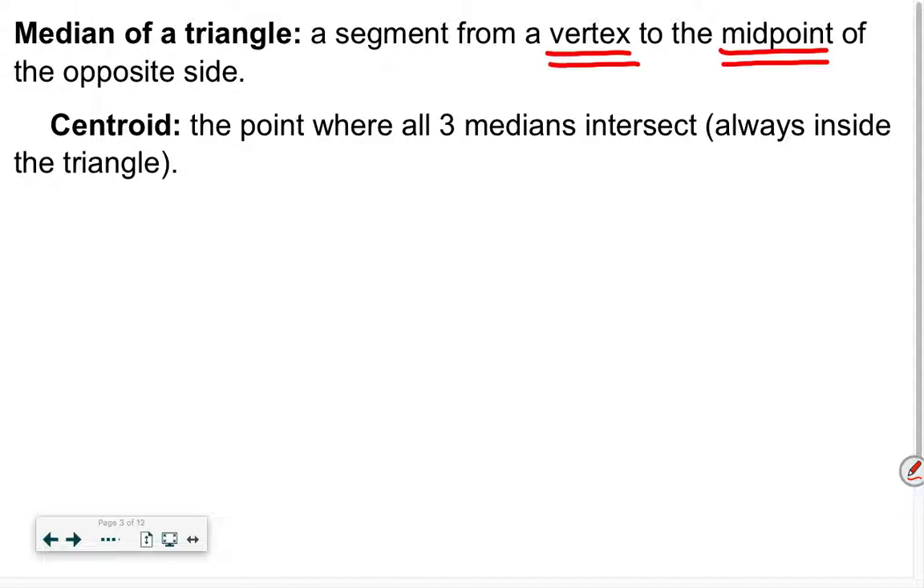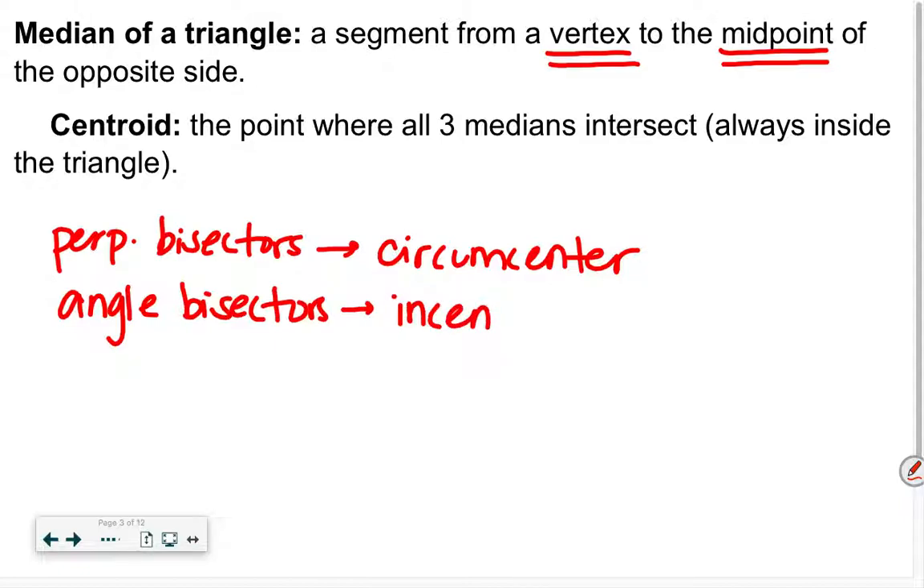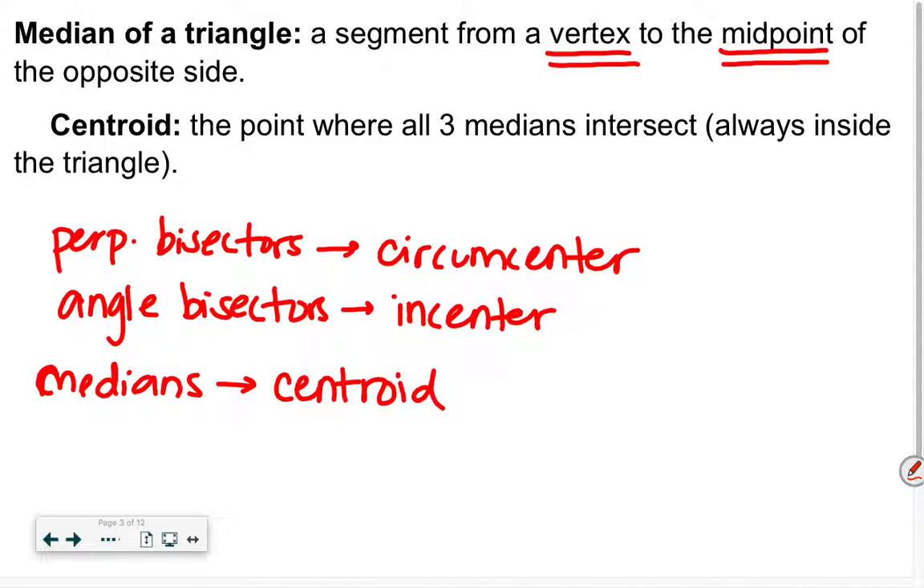Just to review last week, we talked about perpendicular bisectors, and they all met at what was called the circumcenter. You don't have to write this down. We talked about angle bisectors, and they all met in a triangle at a point called the incenter. Now we're talking about medians, which all three intersect at a point called the centroid. You have to start memorizing these because you'll be tested on it. Each name corresponds to its own specific type of segment.